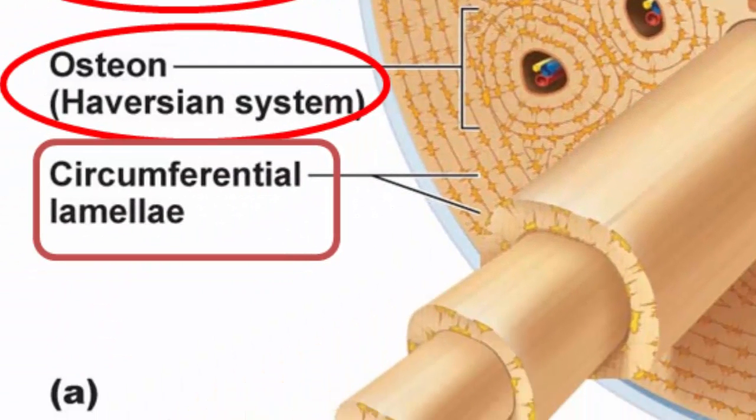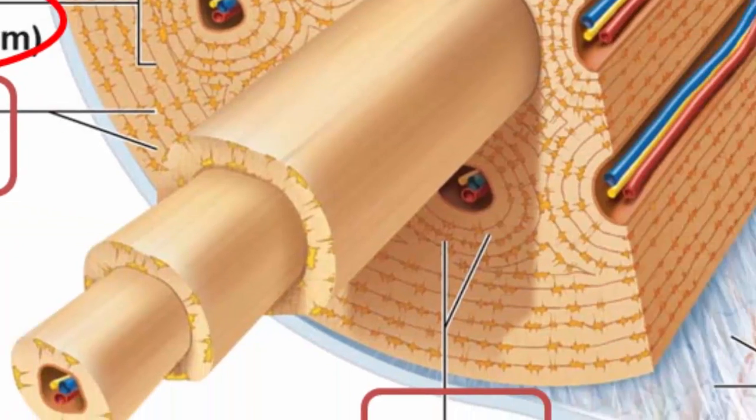And we have two types of lamellae. We have lamellae that are completely rounded and they are surrounding the Haversian canals. And we have other lamellae that surround the whole bone. These ones are called circumferential lamellae.